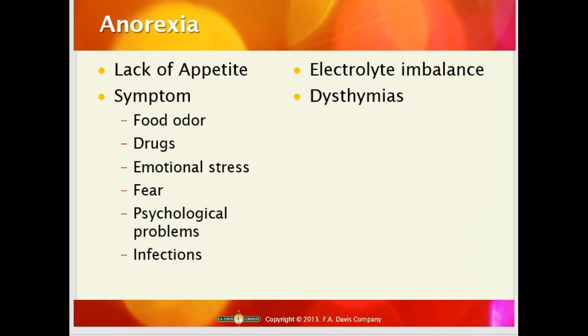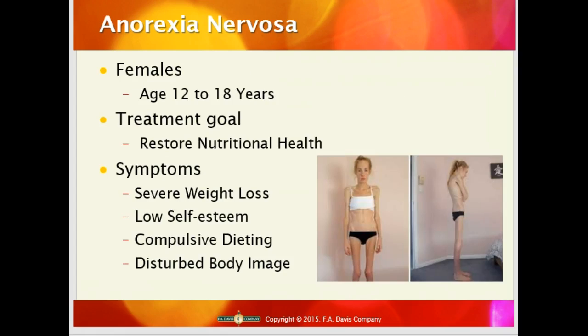Although eating is the preferred way, tube feedings and IV may be necessary for treatment. You want to make sure that you have accurate I&O, monitor vital signs and electrolytes, and also have an EKG on these patients. Anorexia nervosa affects females ages 12 to 18. The treatment goal is to restore nutritional health, and the symptoms include severe weight loss, low self-esteem, compulsive dieting, and disturbed body image, as you can see in the picture here.